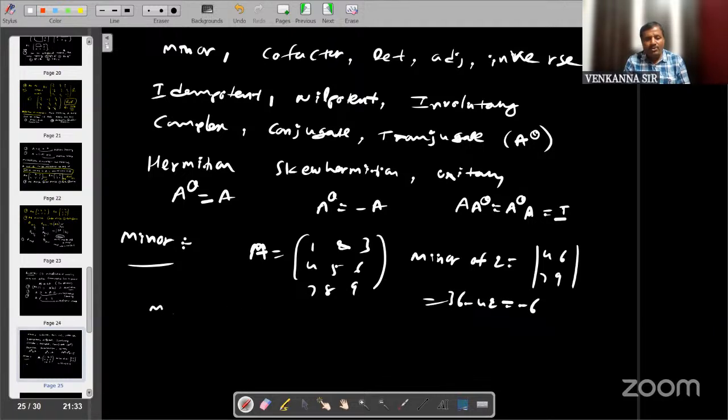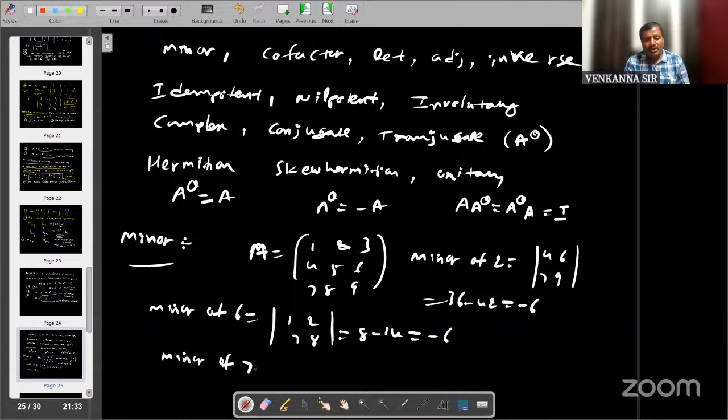If you want to calculate the minor of 6, delete the row and column of the 6. Rest of the elements 1, 2, 7, 8. 8 minus 14, minus 6. And the minor of 7: delete the row and column of that particular 7. Rest of the elements 2, 3, 5, 6. 12 minus 15, minus 3. So these are all the different examples for how to calculate the minor. Everybody studied this minor concept in your 11th and 12th standard.